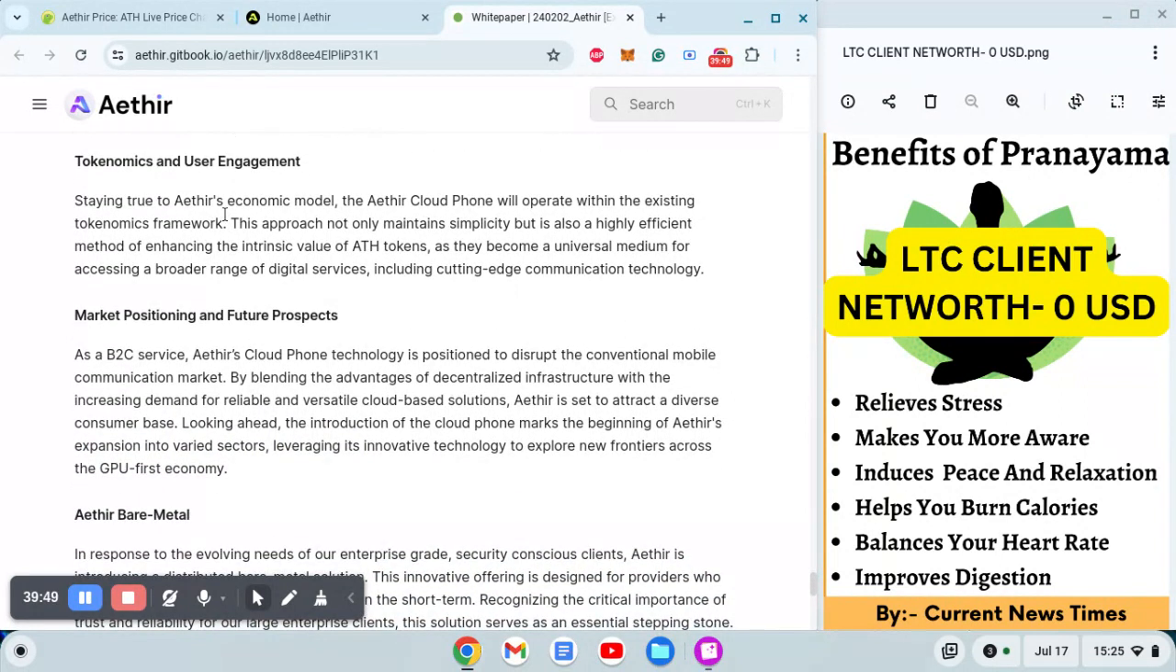Staying true to Aethir's economic model, the Aethir Cloud Phone will operate within the existing tokenomics framework. This approach not only maintains simplicity but is also a highly efficient method of enhancing the intrinsic value of ATH tokens as they become a universal medium for accessing a broader range of digital services, including cutting edge communication technology. Again, not at all an investment advice, but the more products like this are integrated with the ATH tokens, the higher the odds that the price of the token can go up.